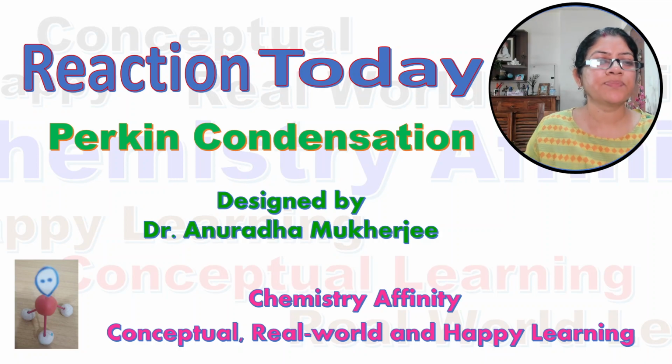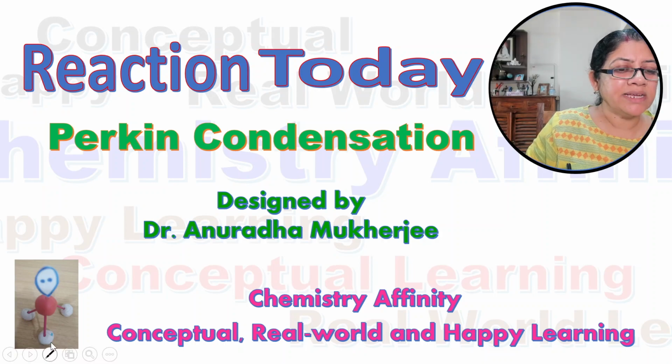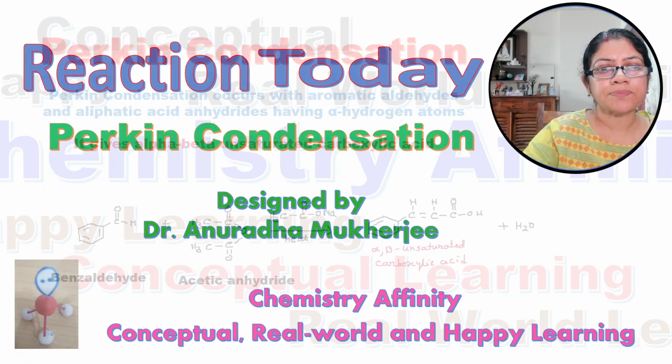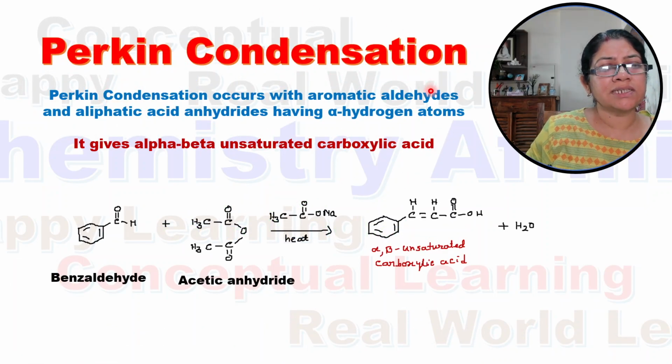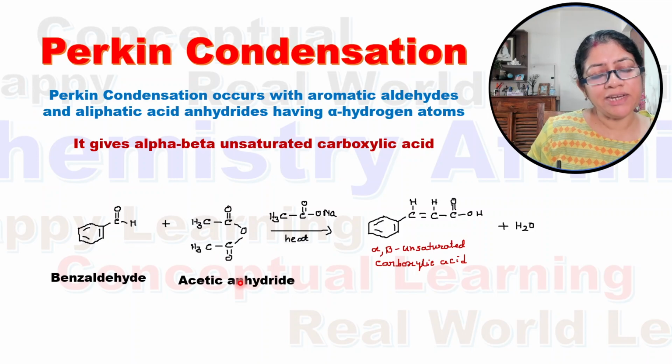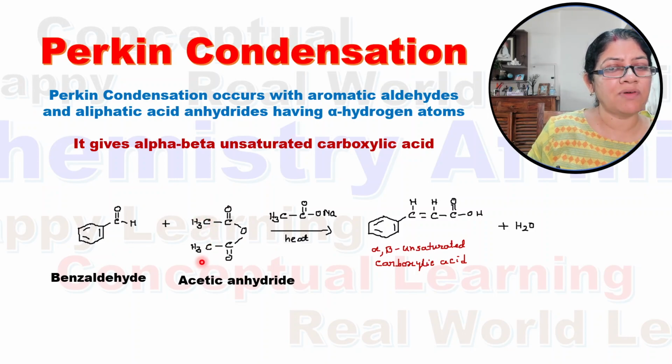Hello students, the reaction today is the Perkin condensation reaction. The Perkin condensation reaction takes place between an aromatic aldehyde and an aliphatic anhydride which contains alpha carbons, and the alpha carbons have alpha hydrogens. In the presence of sodium acetate followed by heating, we get an alpha beta unsaturated carboxylic acid.